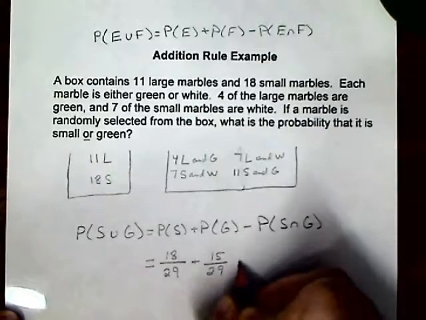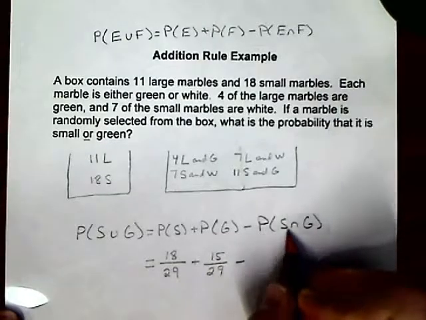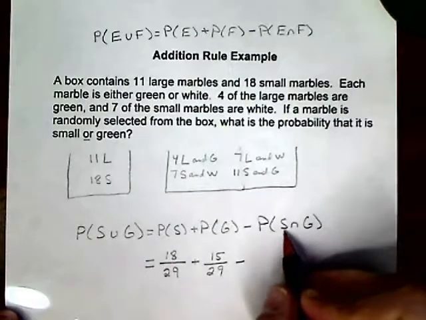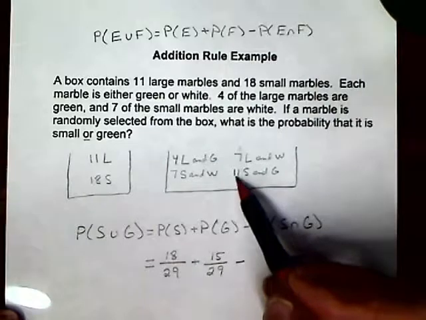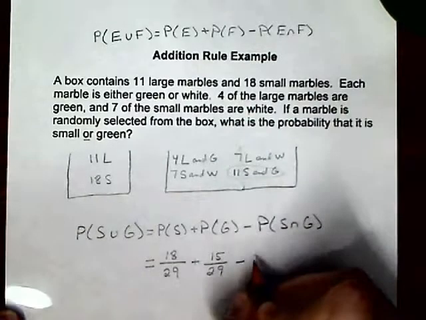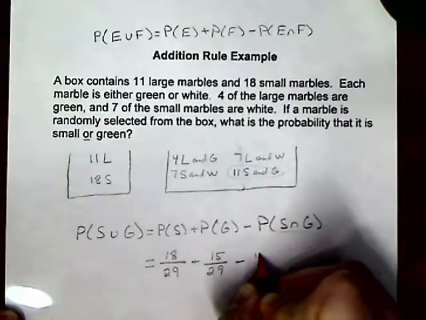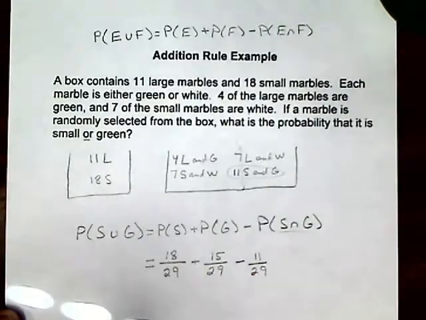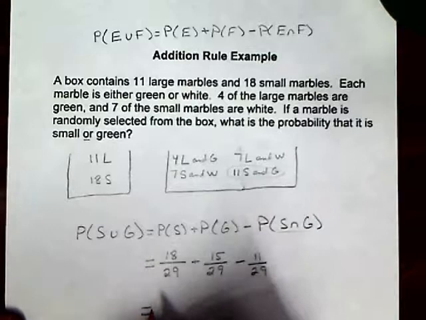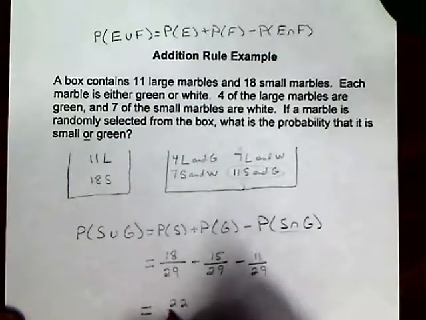Now the probability of the intersection, let's see if we have that straightforward from our picture. The probability of S intersect G, the probability that we would draw a marble that is small and green. And from this second picture here, we've got the number of outcomes in this event, so we can get that probability pretty straightforwardly. That's 11 marbles that are small and green out of, again, 29 total marbles. So just doing a little arithmetic here, 18 and 15 is 33 minus 11. That would be 22 out of 29.